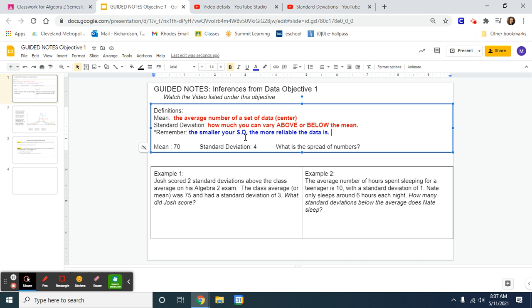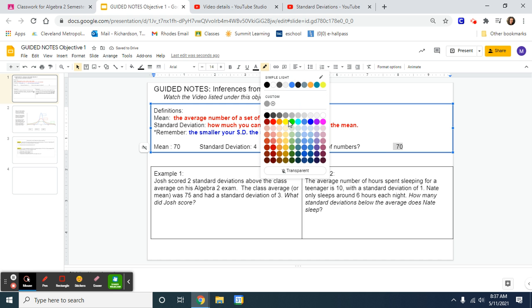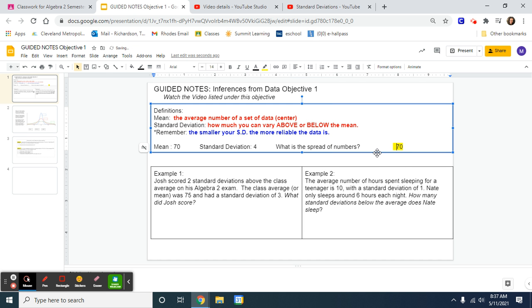Okay, so again, if you have to pause, feel free to pause to get those definitions down. And now we're going to use these words in our problem. So here I'm giving you this example that your mean is 70, and then your standard deviation is 4. So I'm asking you, what is the spread? So this is what it looks like. 70 is, and I'm going to go off to the side here, 70 is our middle number. Remember, that's our average, our center, it's our middle number.